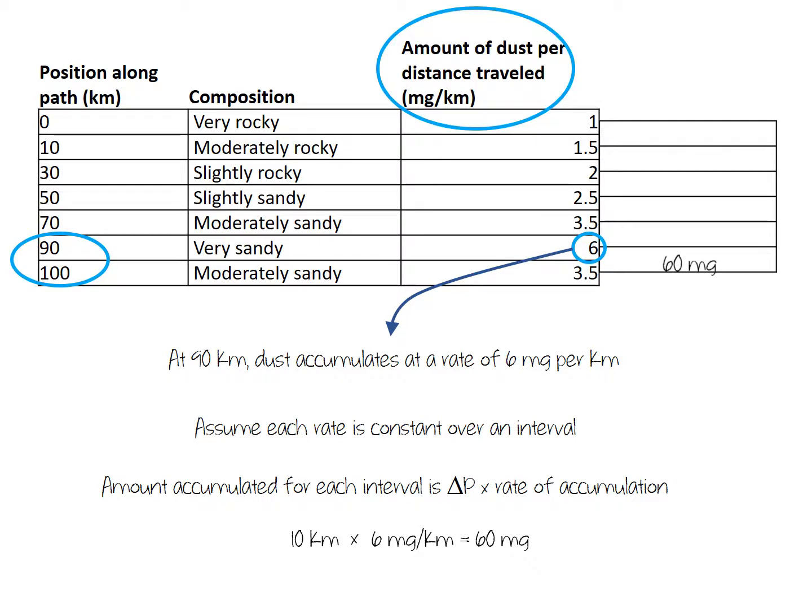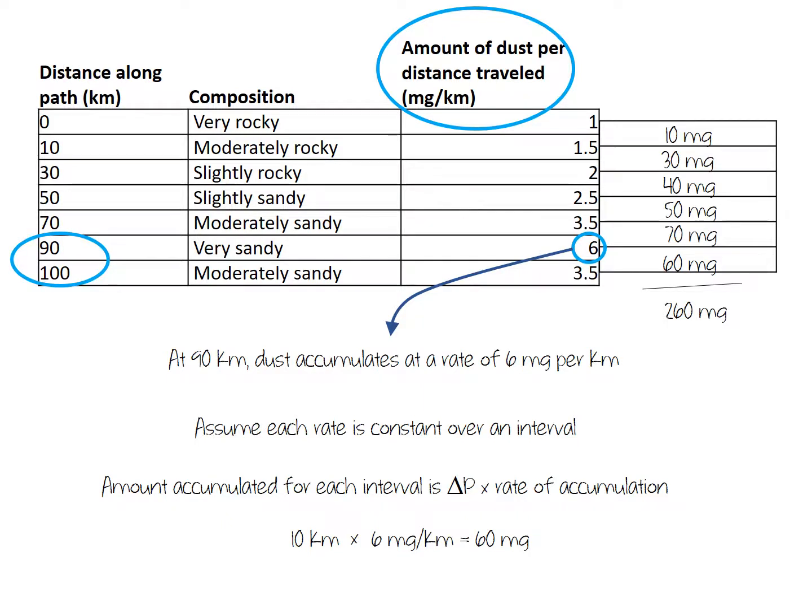So, for the interval from 0 to 10 kilometers, we'd multiply the 10-kilometer change in position by a rate of 1 milligram per kilometer to get 10 milligrams of dust accumulating. And over the interval from 10 to 30 kilometers, we'd have a change in position of 20 kilometers multiplied by a rate of 1.5 milligrams per kilometer to get 30 milligrams of dust accumulating. For the interval from 30 to 50 kilometers, we'd get 40 milligrams, and then 50 milligrams, and then 70 milligrams. And if we added up all of this, we'd get a total of 260 milligrams of dust that have accumulated on the rover's solar panels.